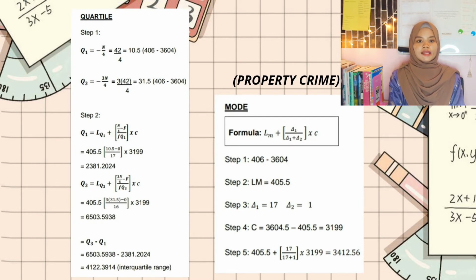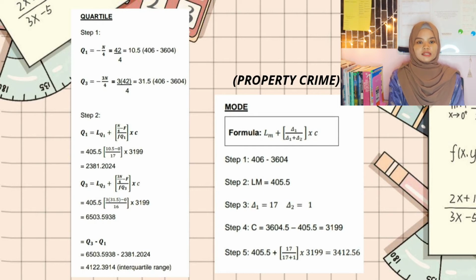In the slide I give the formula, and I give the answer step by step too. For the mode, the answer is 3412.56. For the quartile formula, in step 1, Q1 is n divided by 4 and get the answer, and the Q3 formula is 3n divided by 4 and get the answer for Q3.